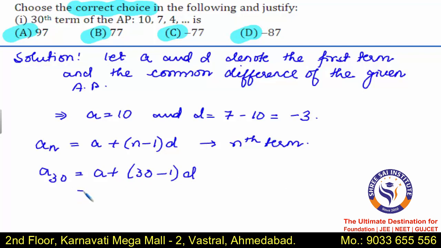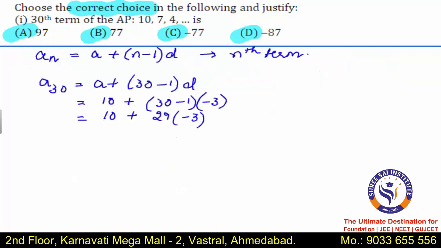Let's now substitute the values of A and D in this equation to get the 30th term of the given AP. So A is 10 plus 30 minus 1 into D, which is the common difference, is minus 3. So this is further equal to 10 plus 29 into minus 3. Simplifying it further, we have 10, 29 into 3 is 87, and plus into minus is minus, so minus 87. This is equal to minus 77.